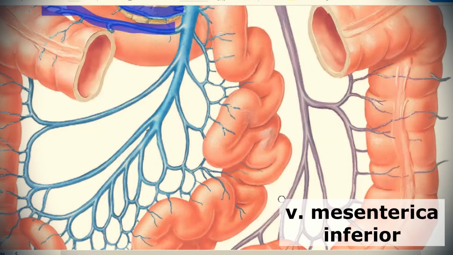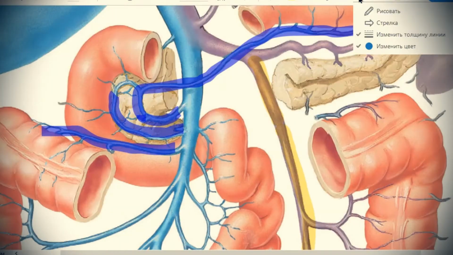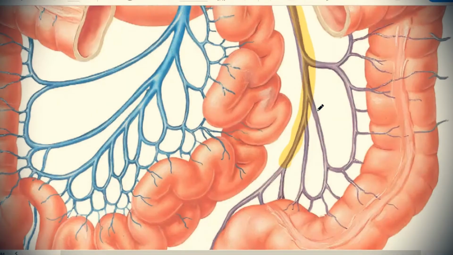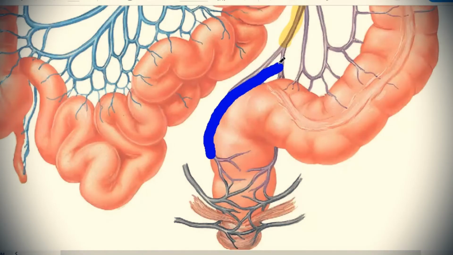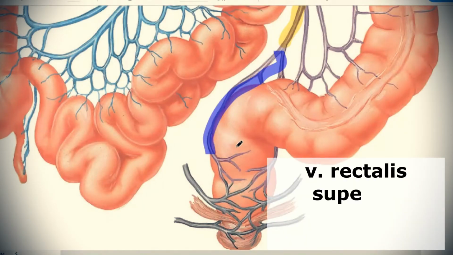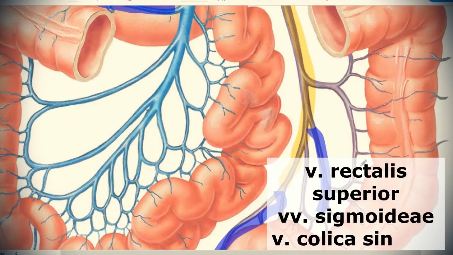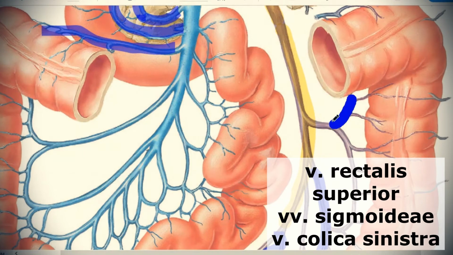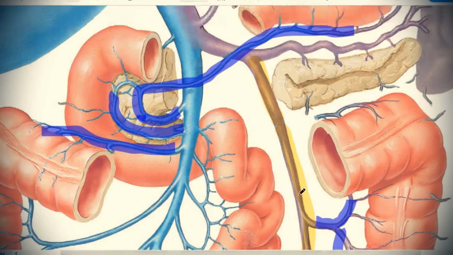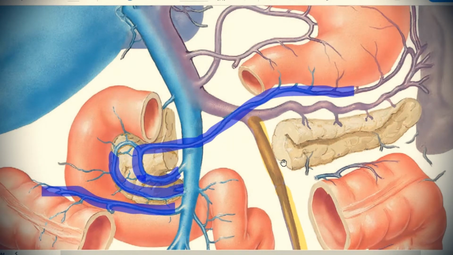They also accompany the same artery and have the same tributaries. So the biggest of them is vena rectalis superior. I already told you in the previous topic. It's vena sigmoidea from the sigmoid colon and vena colica sinistra, left colic vein. And in most cases, mesenterica inferior drains into the splenic vein. In some cases, it can fall into porta directly.